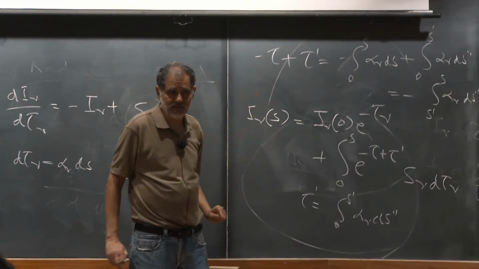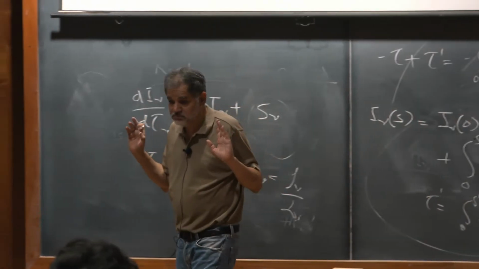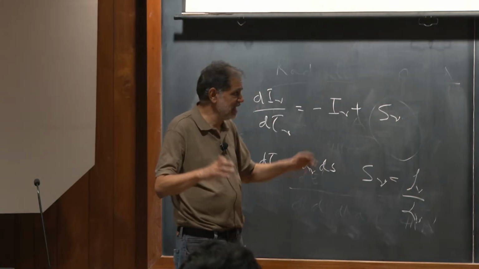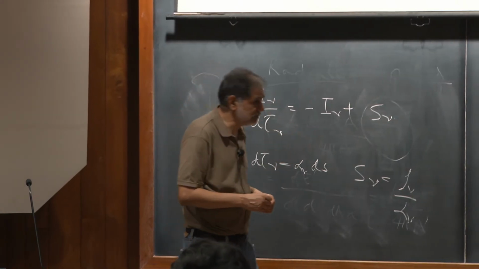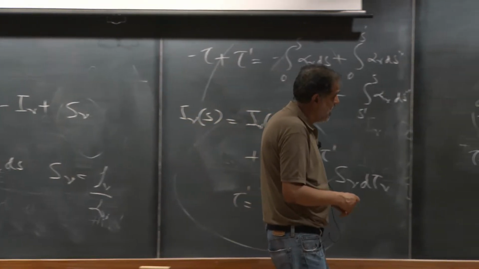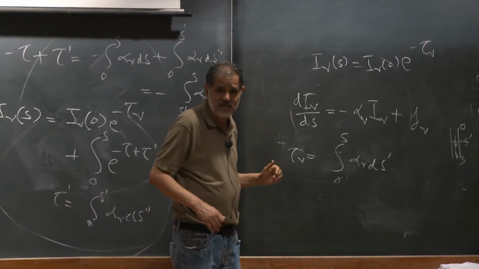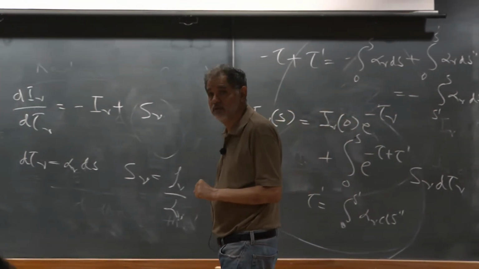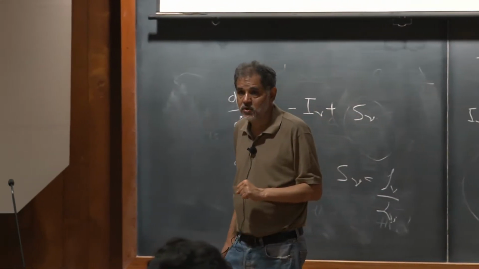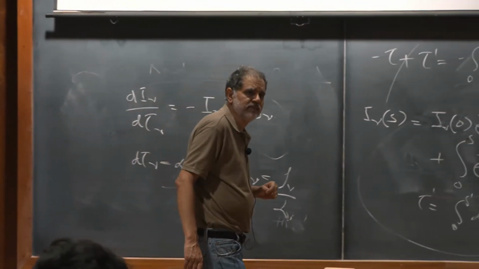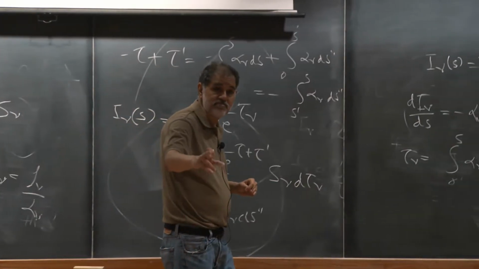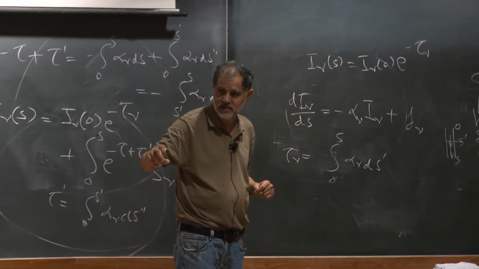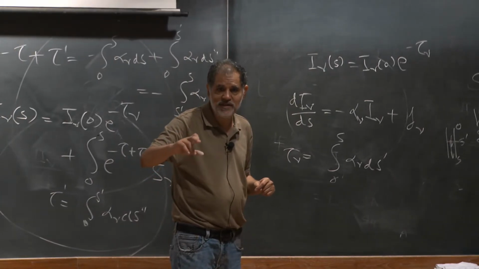That's our solution. I will solve it further, but before that, let me pose a general question to you, and then I will come to a simpler solution to this equation. Suppose dI nu by ds is still 0. I have introduced a source in the middle, but dI nu by ds is 0. What does that mean? Do you agree with me? What this means is that whatever is absorbed is emitted.